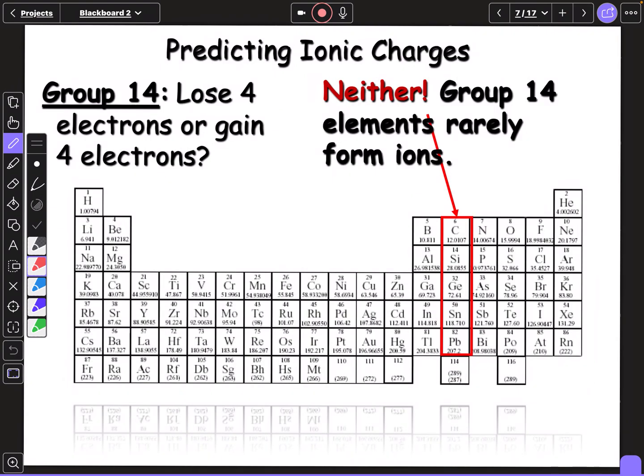Okay, next group 14. Do they lose 4 electrons or gain 4 electrons? Neither. They rarely form ions. Now you could say that these are either a positive 4 or a negative 4, but mostly those elements just react with other nonmetals, unless we're talking about tin and lead, and they form positive 4s. They're actually transition metals. They can form other ions also, but we'll talk about that later.